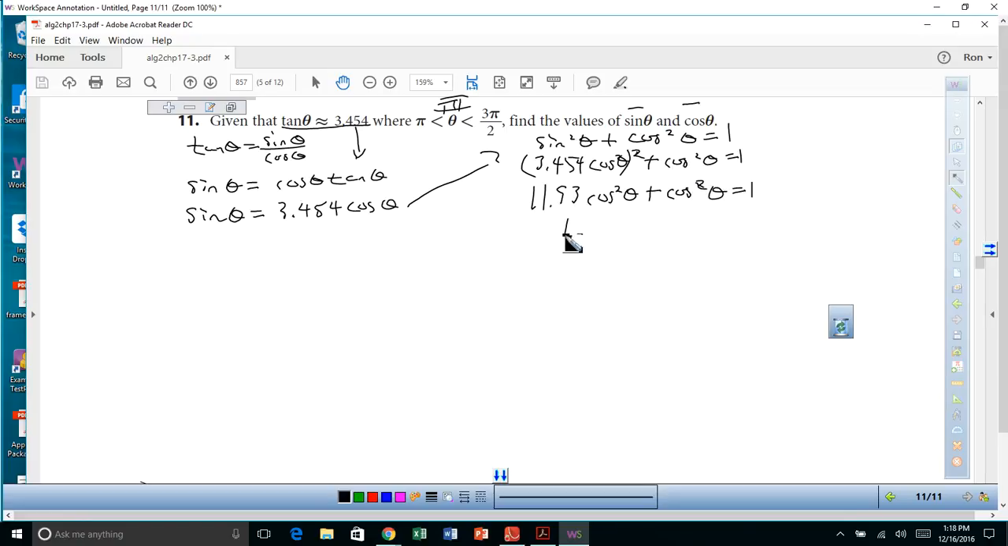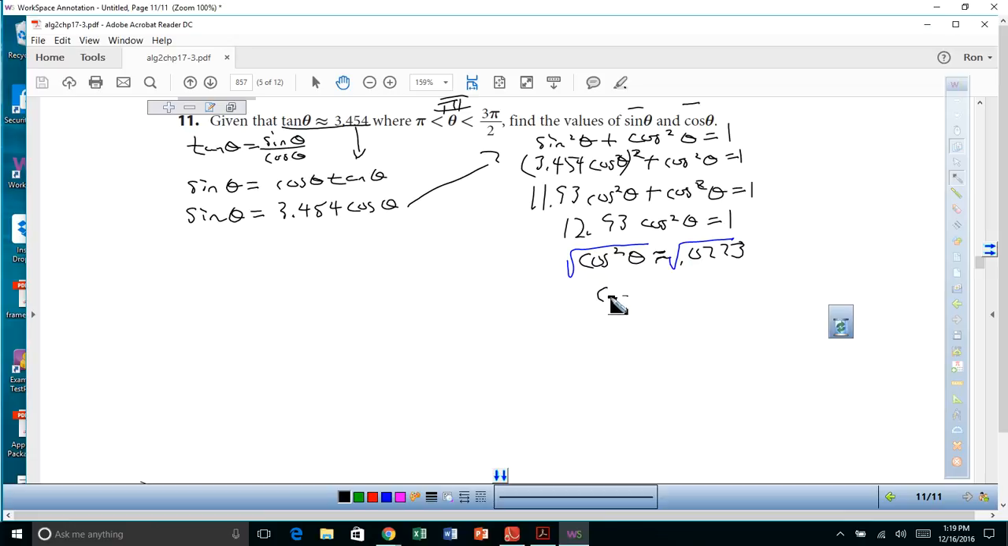I add that and I get 12.93 cosine squared theta equals 1. I'm going to divide both sides by 12.93, and I'm going to get cosine squared theta approximately equals 0.0773, and then I'm going to take the square root of both sides. Let's get a different color here. Take the square root.